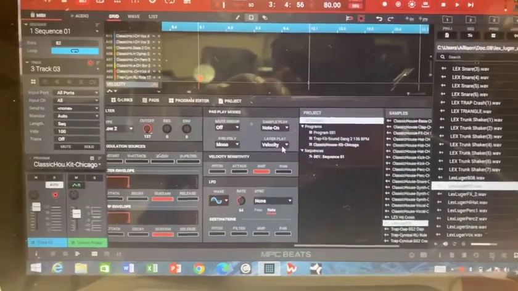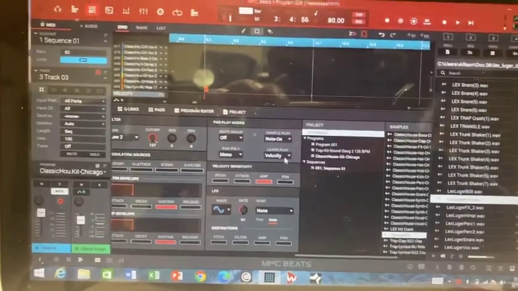Instead of pushing it one time, I can hold the pad or the keyboard now, double M.